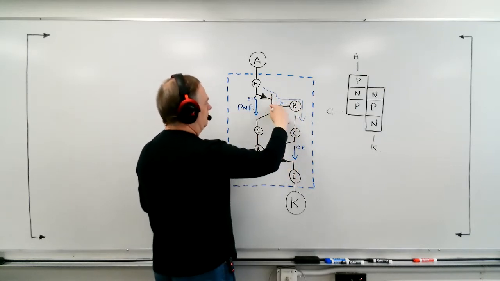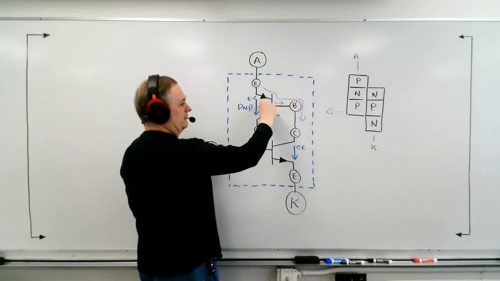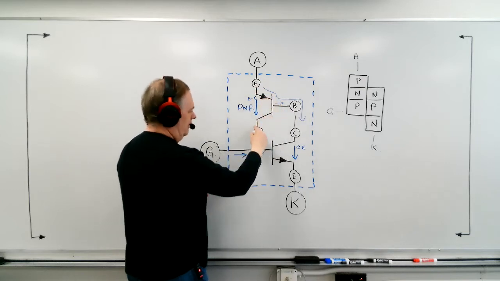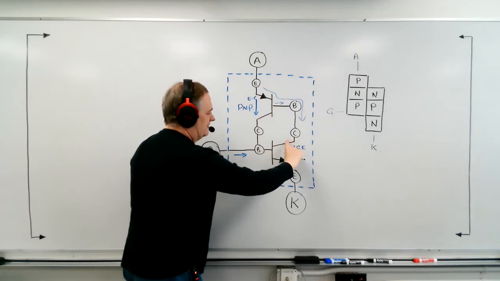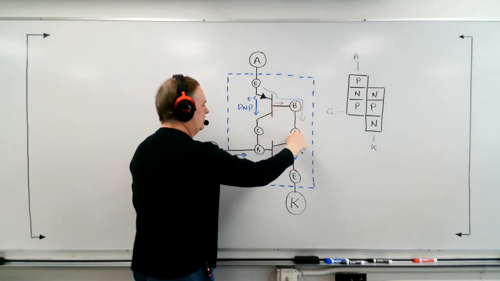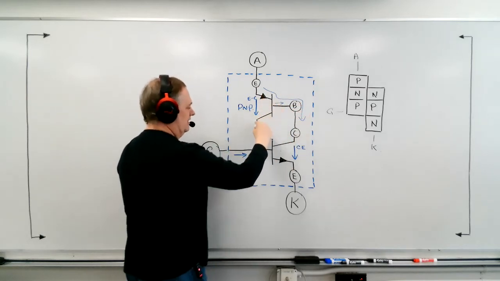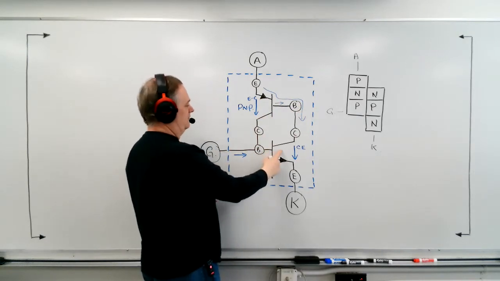Now, as soon as current flows through the base here, this contact closes. And that allows current to flow this way into the base here, which keeps this contact C to E closed, which allows this base current to continue to flow, which keeps this contact closed, which continues to pour base current into this base of this transistor.